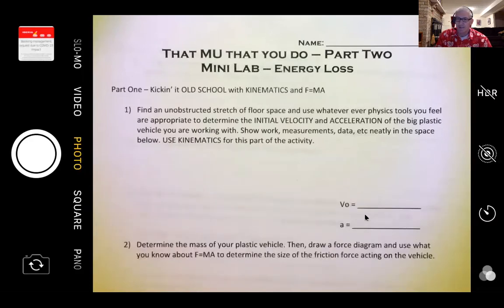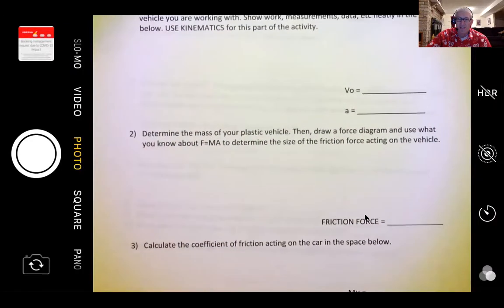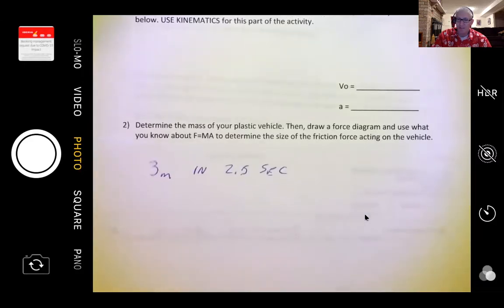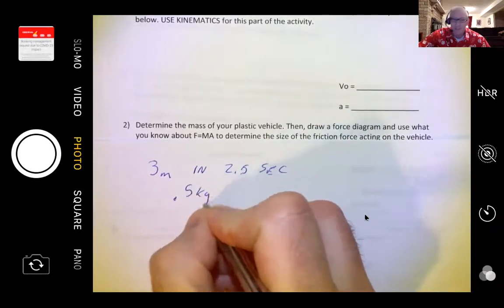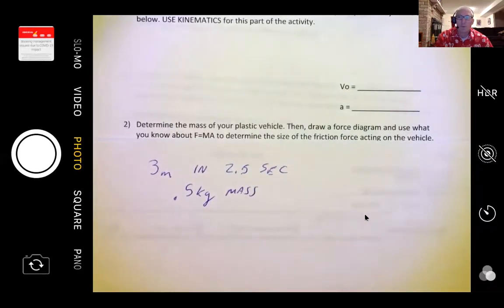All right. And then as we move on further down, it says determine the mass of your plastic vehicle. And if we were in the lab, we would have been doing this with some plastic carts. I'll tell you that the mass was 0.5 kilograms for the object that I put into motion. So I had a 0.5 kilogram object. And so what we're doing in this lab is we're doing some old physics. We're doing some kinematics, we're doing some F equals ma.